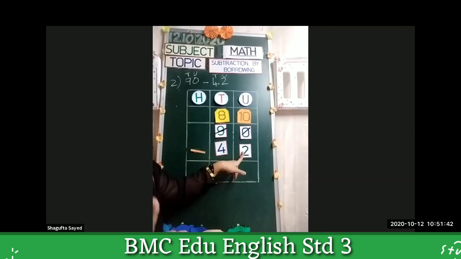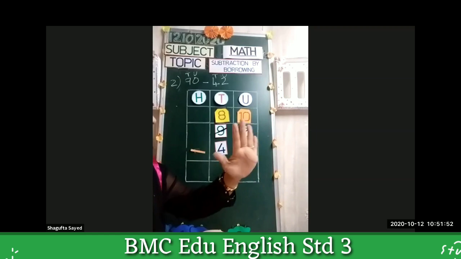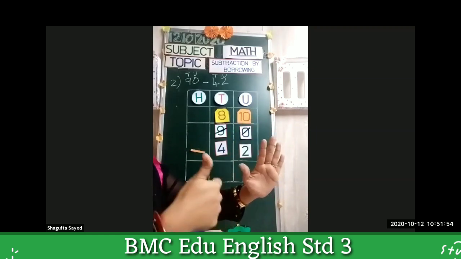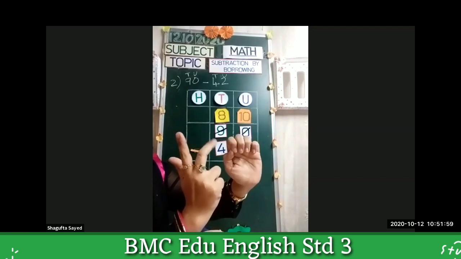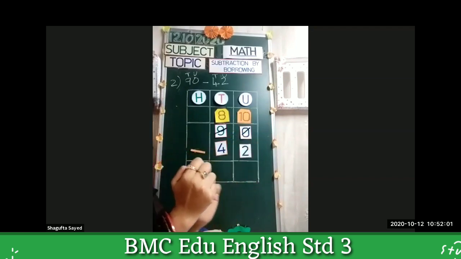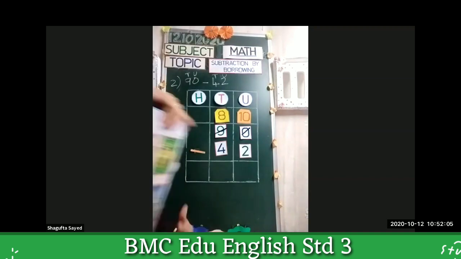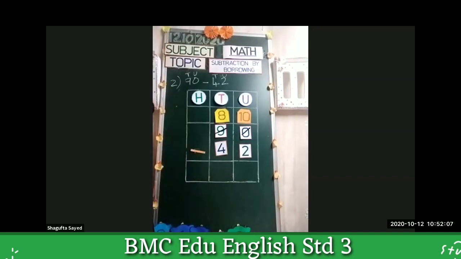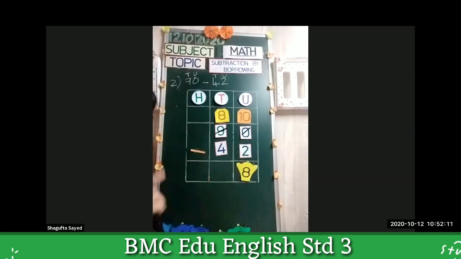No, we have to start counting after 2. Which number comes after 2? 3, 4, 5, 6, 7, 8, 9, 10. So 5, 6, 7, 8. The answer we got is what? Absolutely correct. We got the answer is 8. 10 minus 2 is 8.